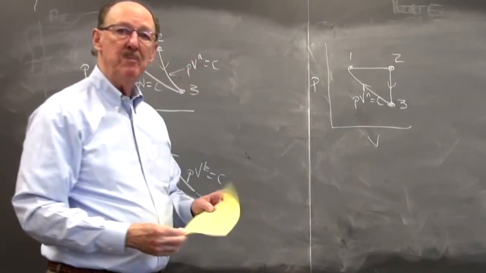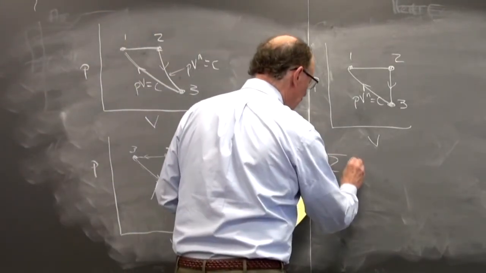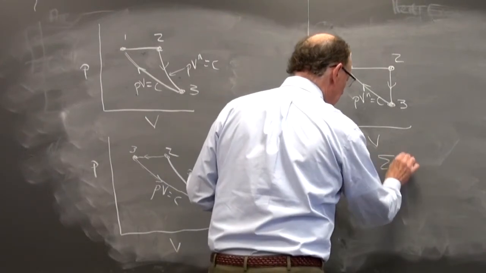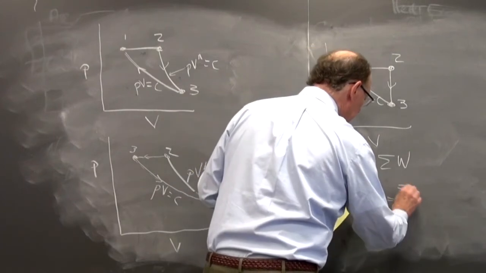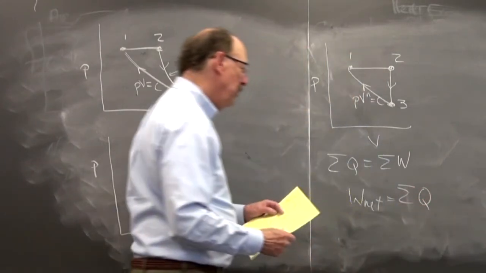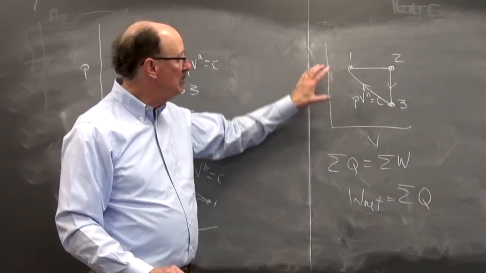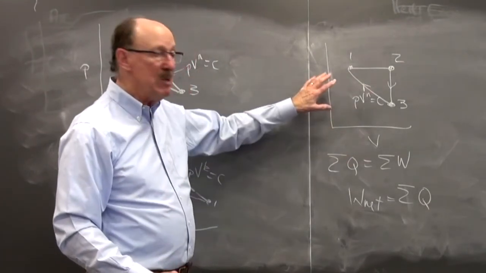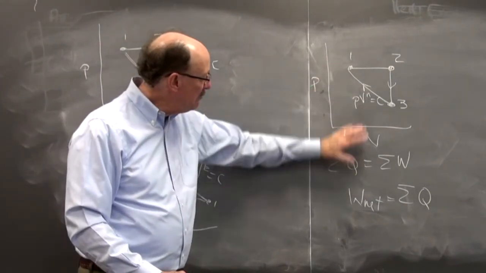And what we remember about cycles is that sum Q is equal to sum W, or that W net is equal to sum Q. And so we can apply this. We'll apply it more in Chapter 7, but this introduces the concept with just 3 processes. In Chapter 7, we'll introduce 4 processes, but the same idea applies.